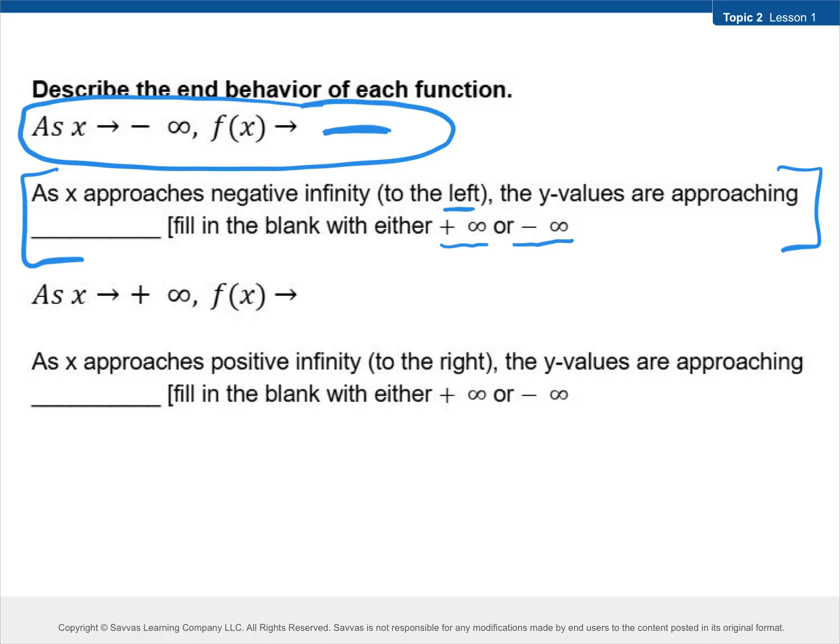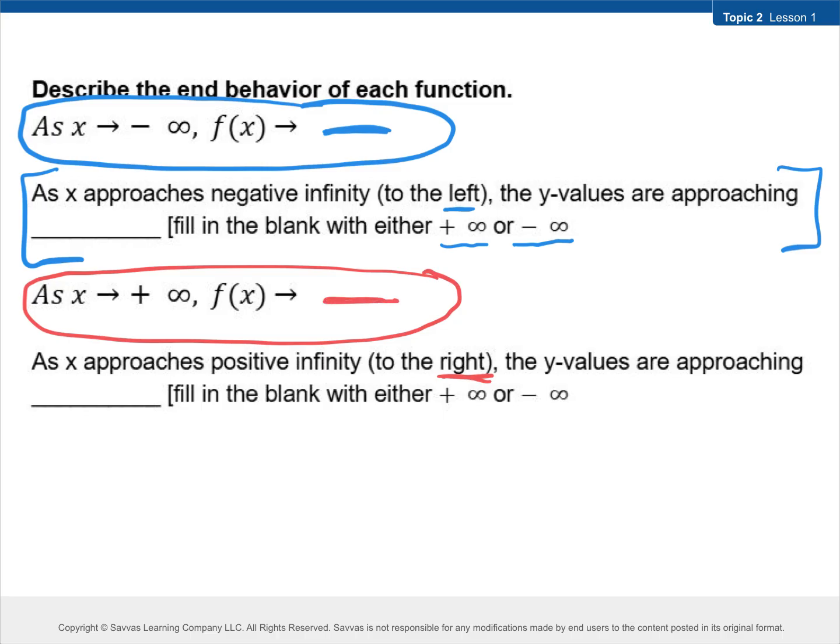And then you're also going to do the same on the other side of the graph. So you're going to have a second statement that looks like this, that says as x approaches positive infinity, so we're talking about the right side of the graph, the y values are approaching, and again you'll fill in this blank with either positive infinity if it's going up or negative infinity if it's going down.